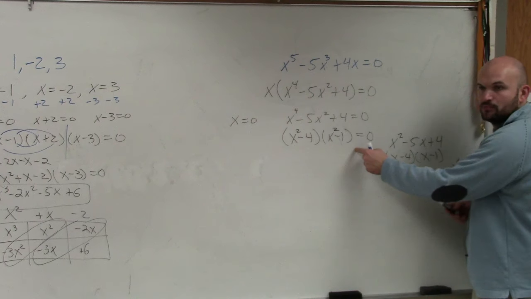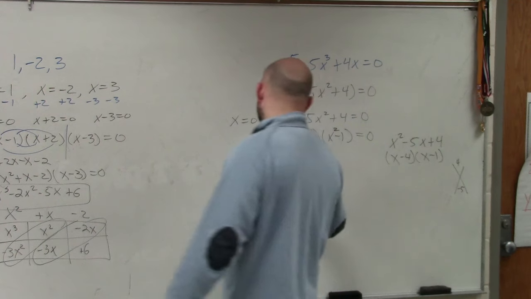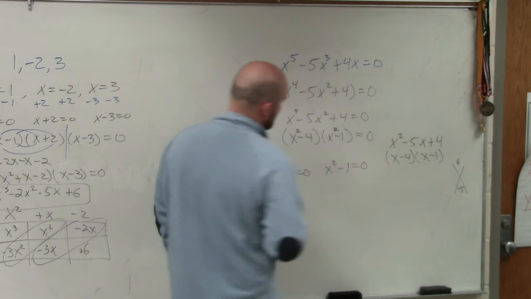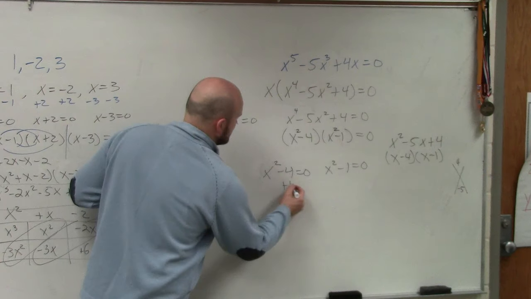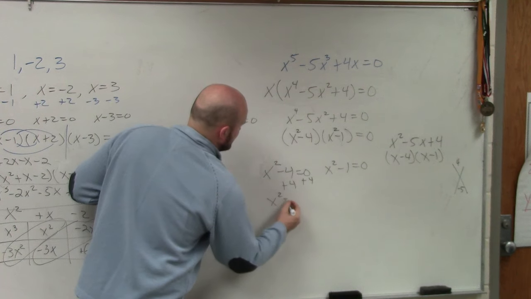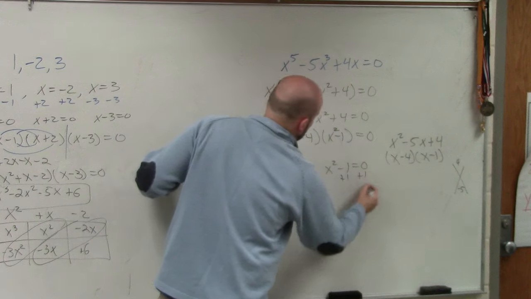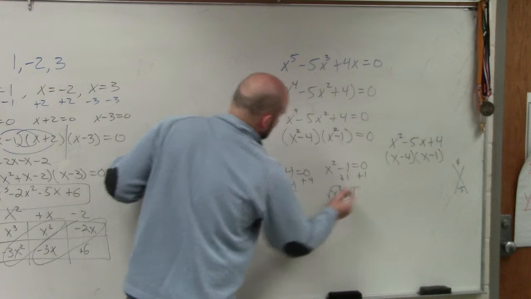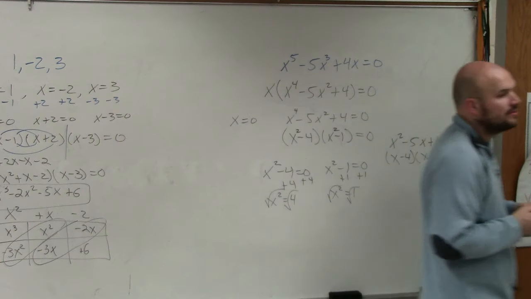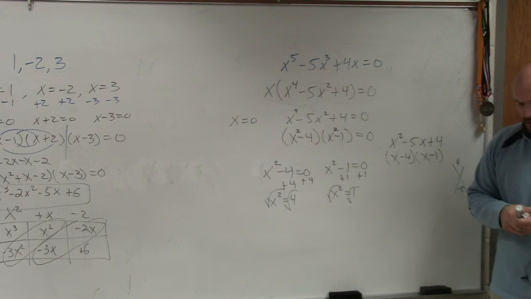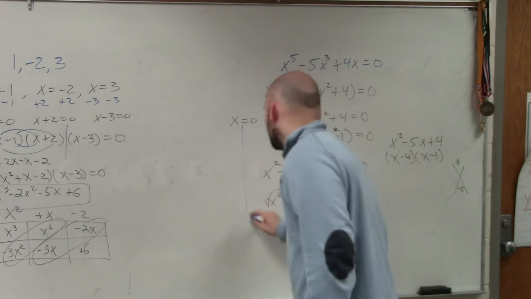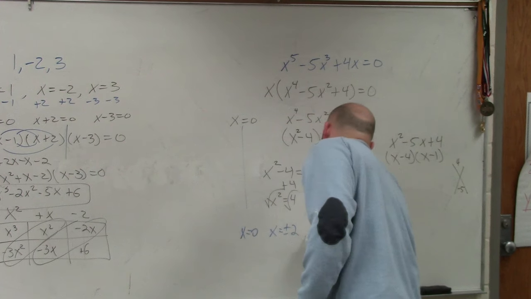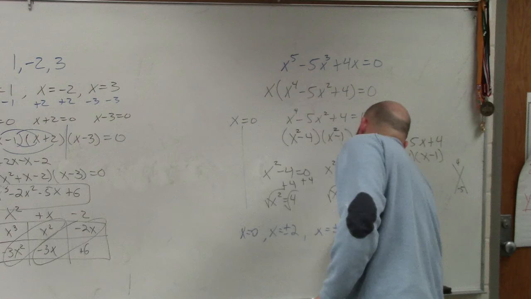Now I can apply the zero product property again. So I'd say x squared minus 4 equals 0, and x squared minus 1 equals 0. Now we just simply solve for x. So I have x squared equals 4, x squared equals 1. Square root, square root. Square root, square root. Remember, whenever you introduce the square root, you have to take the positive and the negative. So my final answer is x equals 0, x equals plus or minus 2, and x equals plus or minus 1.